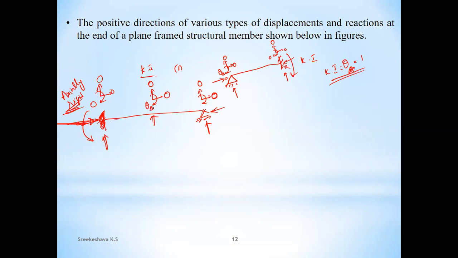Only theta B and theta C are possible. Then what is the kinematic indeterminacy? 2. Why are we not getting the other displacements? Because of the fixity and because it is axially rigid. Axially rigid means there is no movement along the beam direction, the longer direction, which is x. Hence, what is the total kinematic indeterminacy? 2.